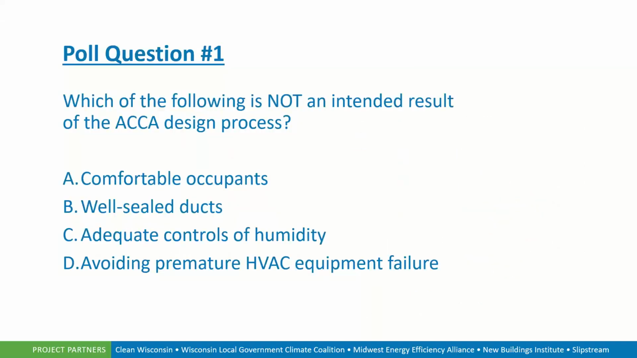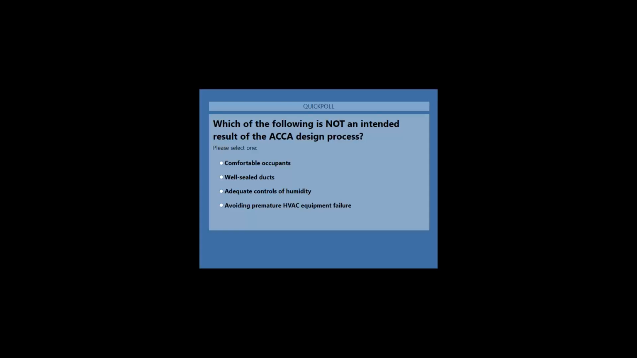So poll question 1. Robbie's going to take care of the polls. That'll pop up on your screen. You could answer along with that. Which of the following is not an intended result of the ACA design process? Well, we have a few attendees, so if we get a couple of answers, that would be great. This is not a measured learning, but we still would like you to participate with the poll questions. We'll give about 45 seconds or so to answer. We'll move on from there. I think we have 5 questions in today's session.